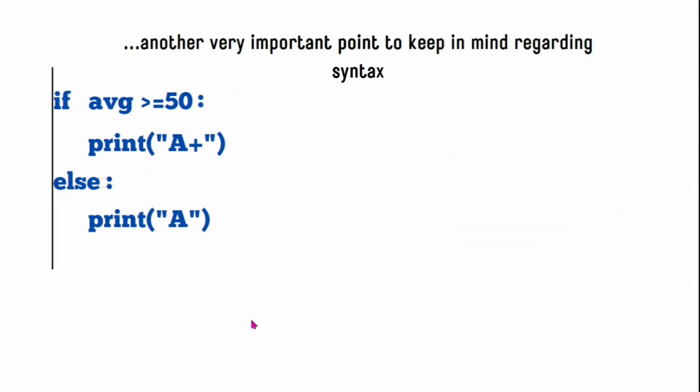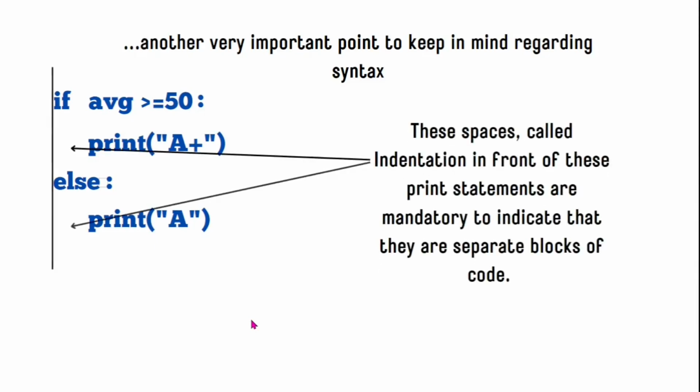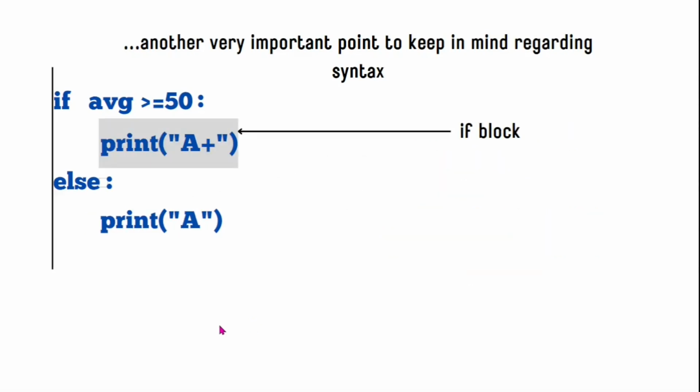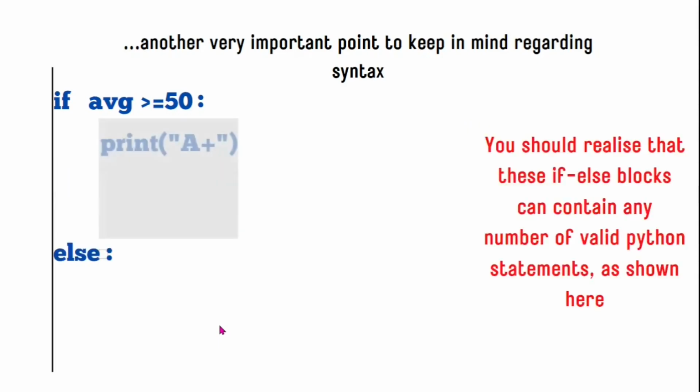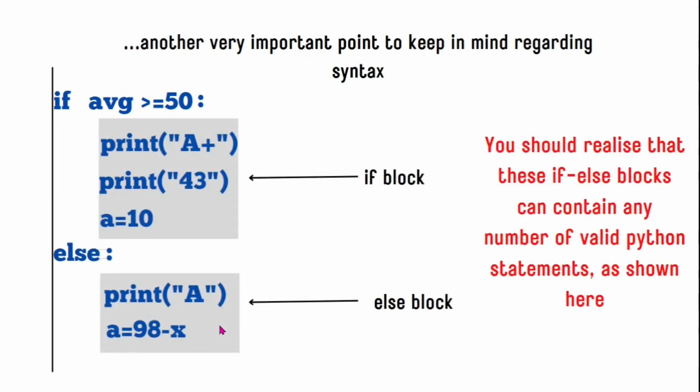Another very important point to keep in mind regarding syntax. These spaces called indentation in front of these print statements are mandatory to indicate that they are separate blocks of code. This block is if block and this one is else block. You should realize that these if-else blocks can contain any number of valid Python statements as shown here.